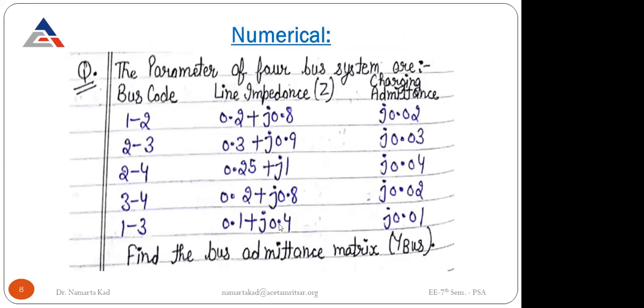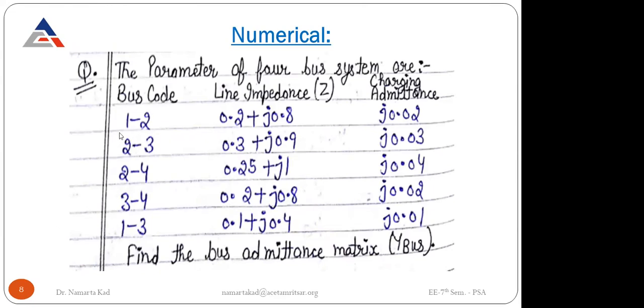Now let's do one numerical related to this topic. So this one is the question: the parameters of a 4 bus system. Again, in this numerical, we have taken the 4 bus system, and these are the parameters.